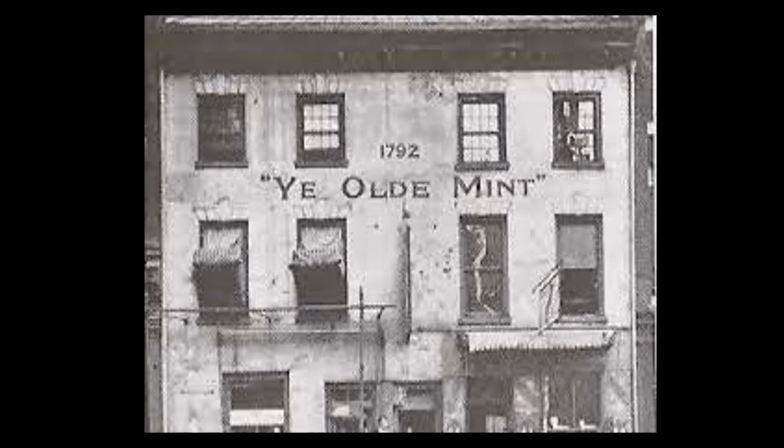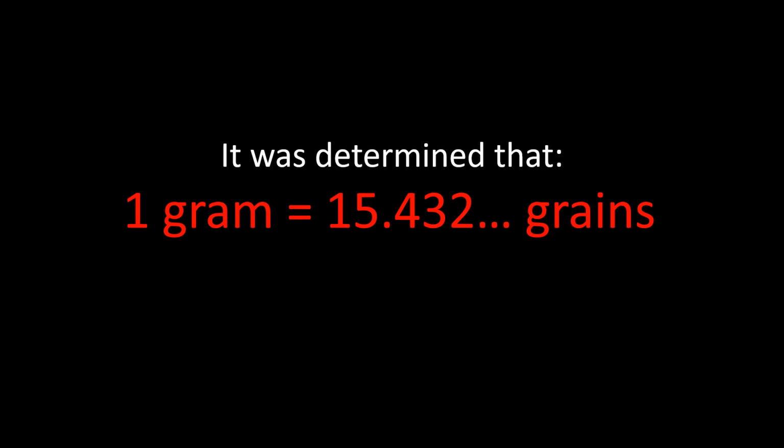And the monetary system of the United States with its Coinage Act of 1792. This left France using their newly created gram as their base measure of weight, leaving the United States using the 1,000-year-older grain. It was determined that 1 gram equals 15.432 grains.